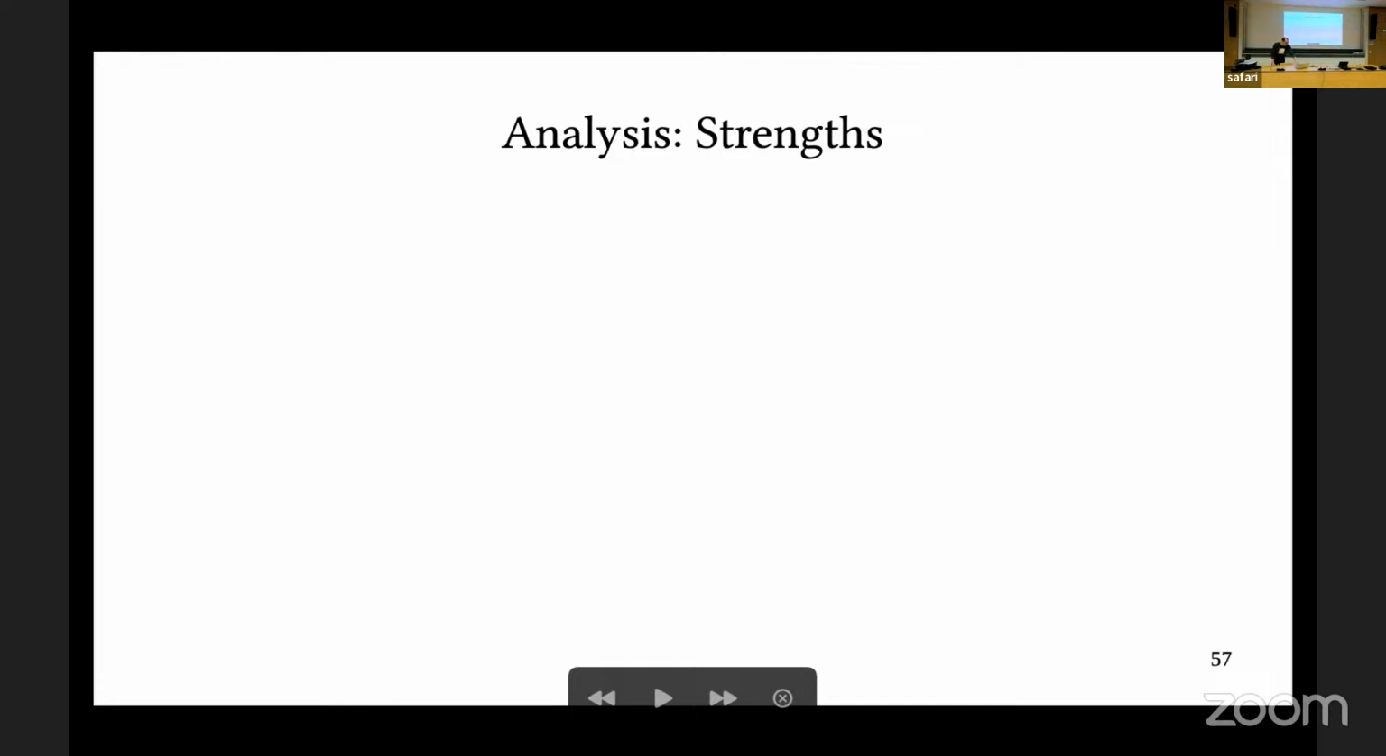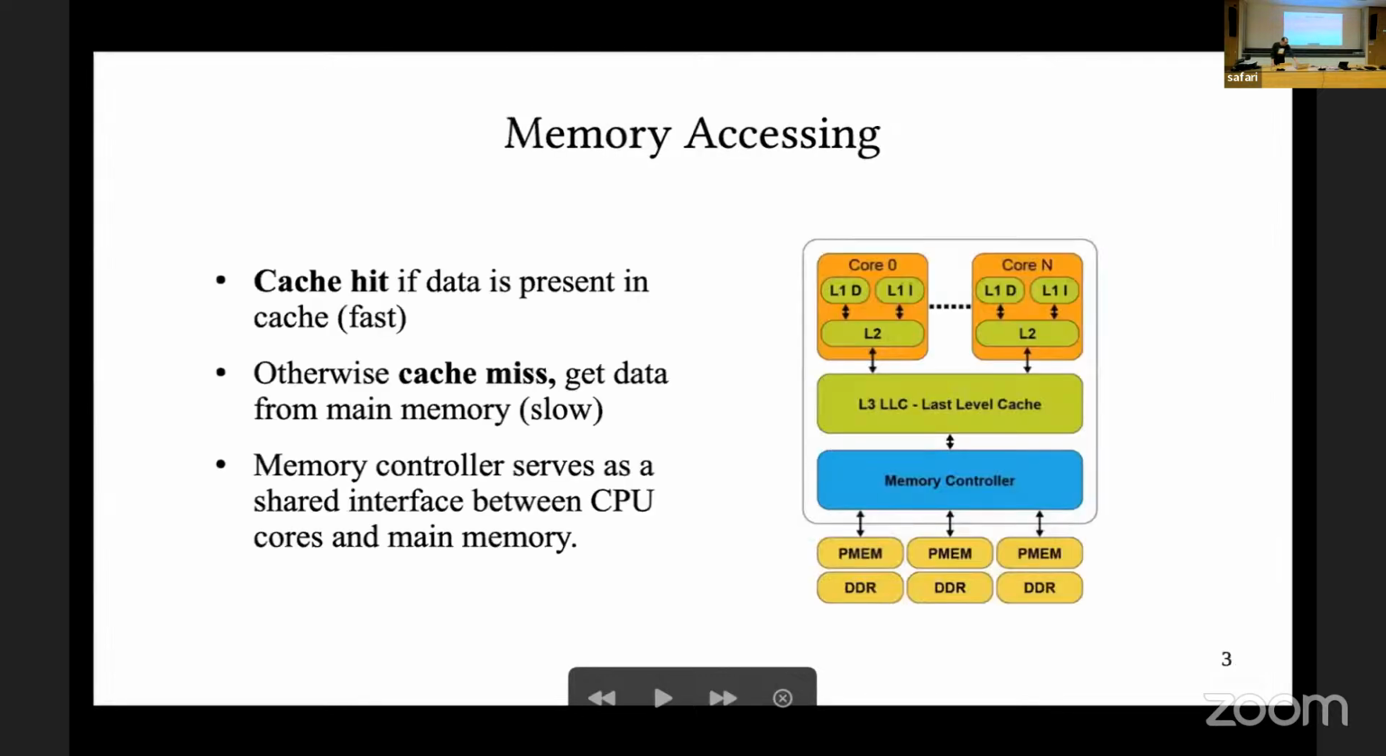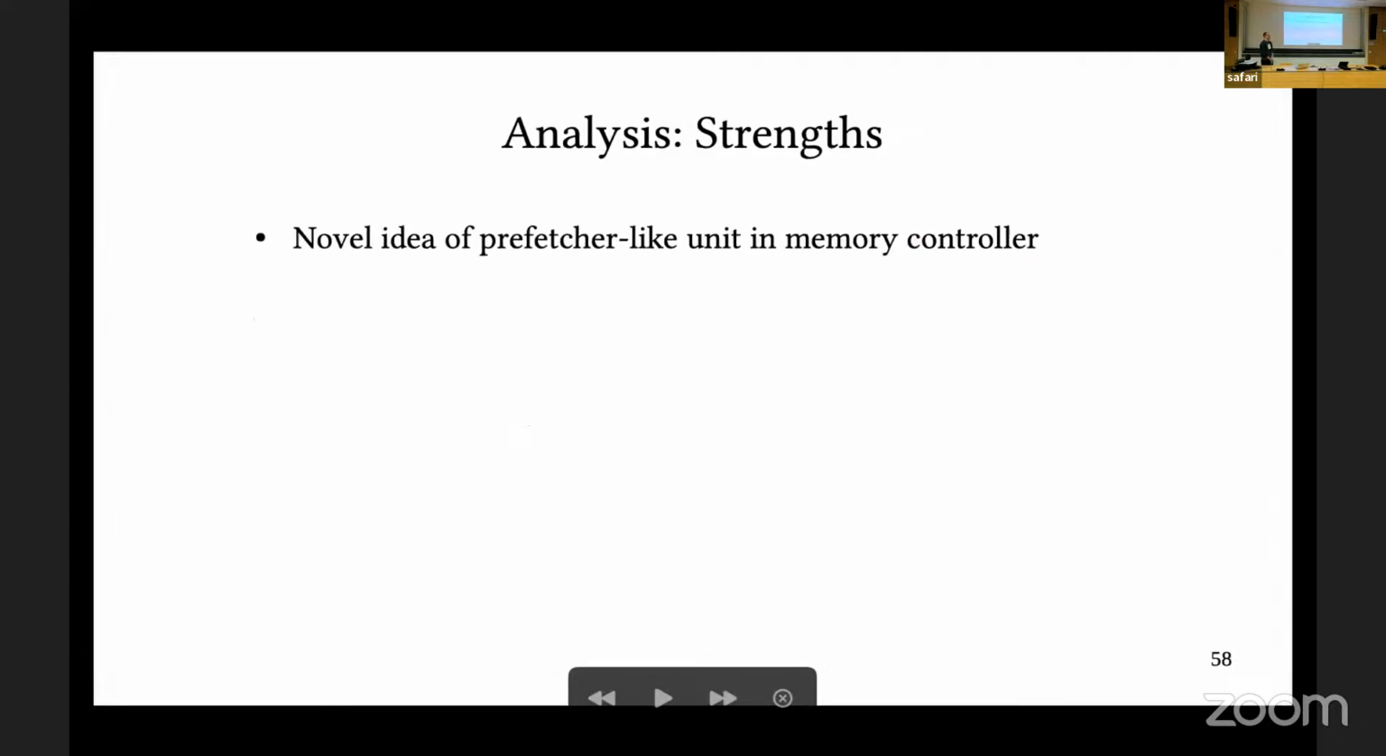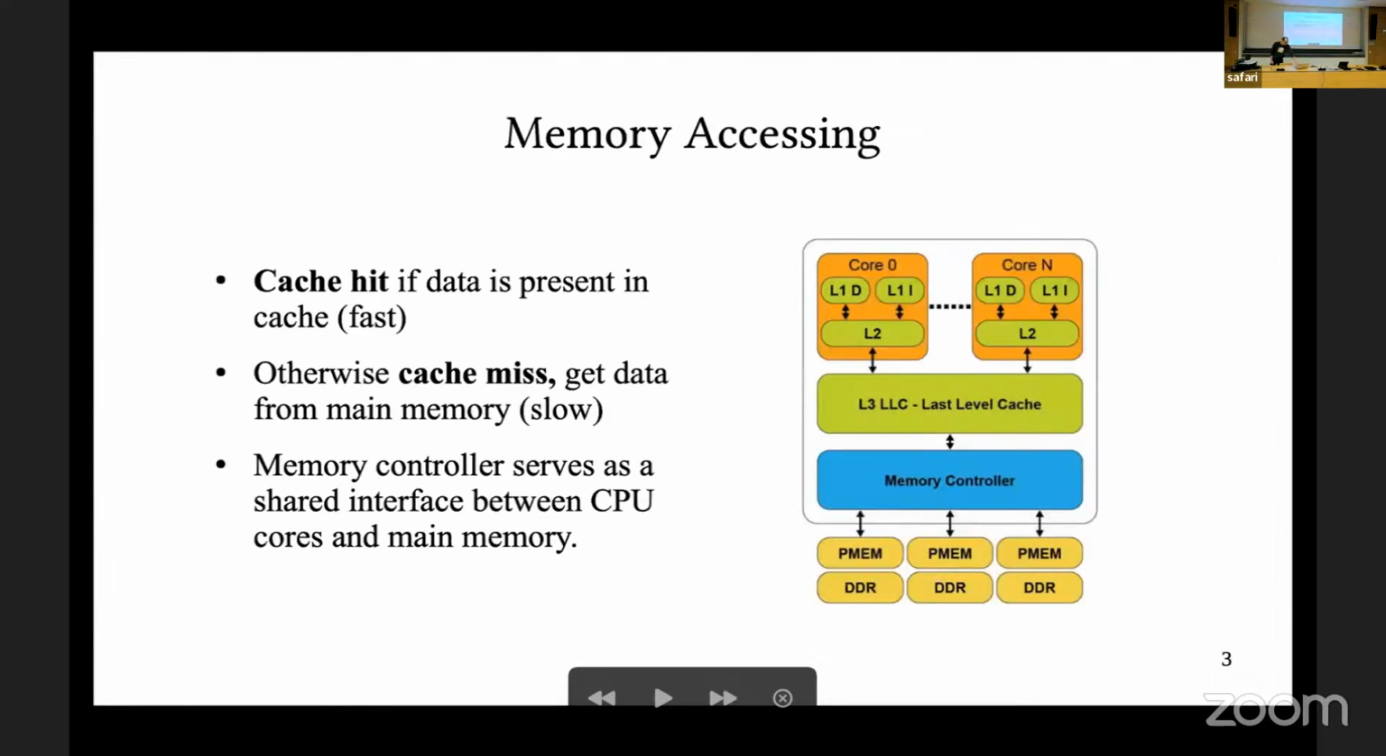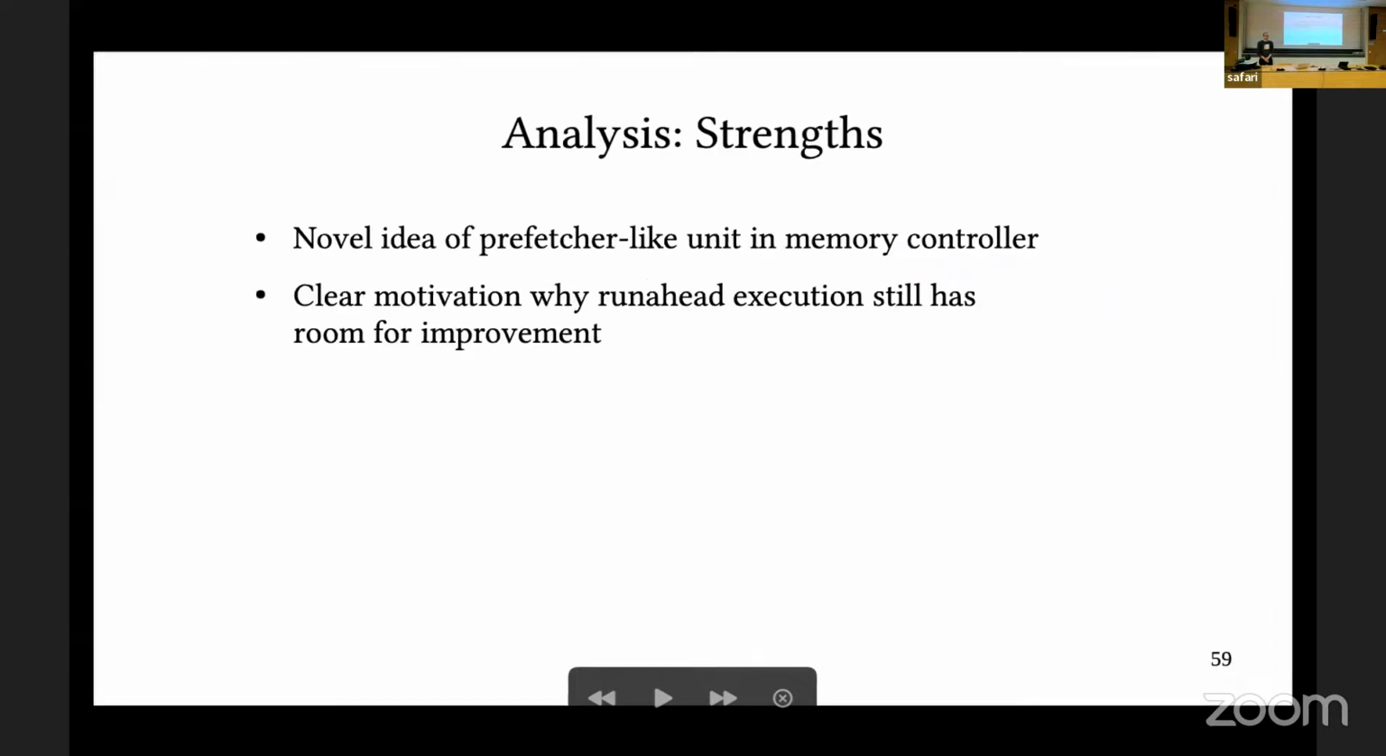I'll give you some of my thoughts on what I thought was good about the paper and the idea. This idea of having a prefetcher kind of thing in the memory controller is pretty new, at least at the time in 2016. There's a good motivation of why they're doing this paper. What is the problem? Why is there still room for improvement with runahead execution?